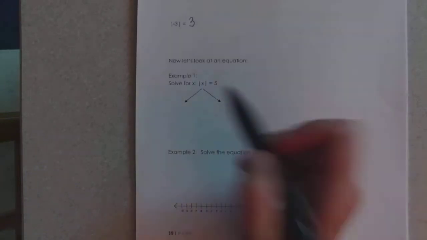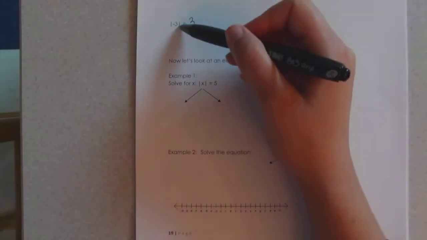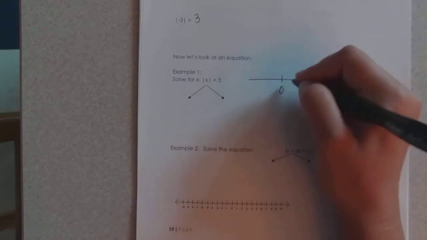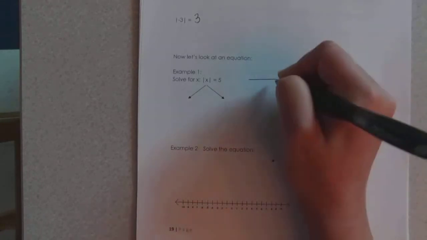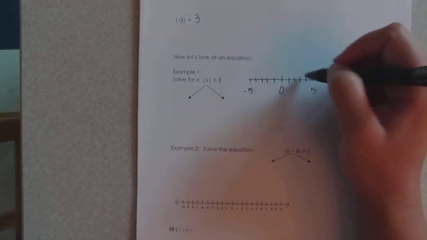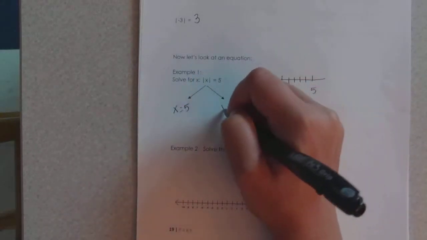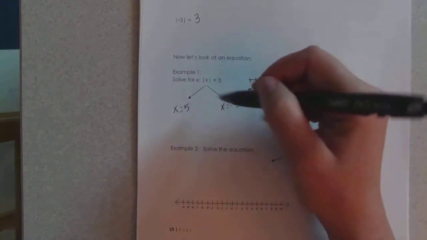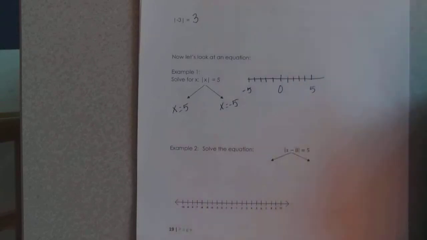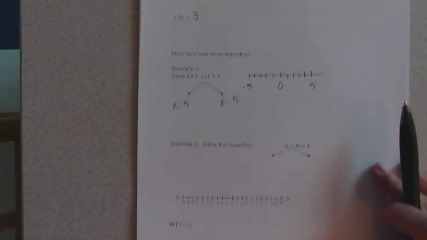So look at an equation. Here's my first example. I have the absolute value of x equals 5. Well, like we just discussed up here, if I'm looking at a number line, again, I have two possible answers that are going to be 5 units away from 0. So either x can equal 5 or x can equal -5. This is why we have to make two equations or two inequalities when we have absolute value bars.